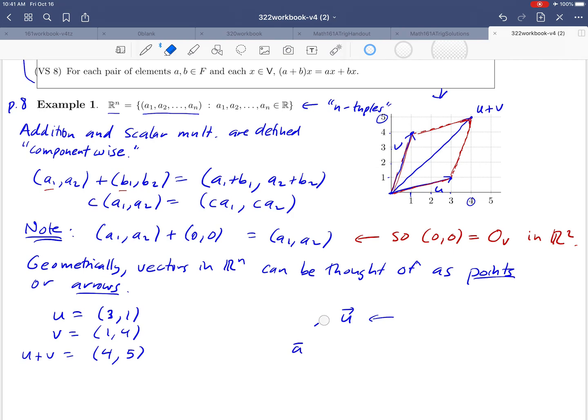Okay, so there's our first look at a vector space, and in the next video, we'll look at some more examples.